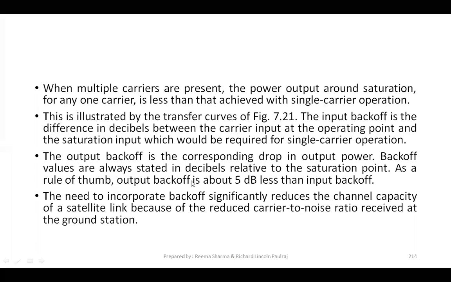As a rule of thumb, output backoff is approximately 5 dB less than input backoff. So why is there a need? The need to incorporate backoff significantly reduces the channel capacity of the satellite link because of the reduced carrier to noise ratio, CNR, and that's going to help us in communicating properly if the electron beams are maintained.